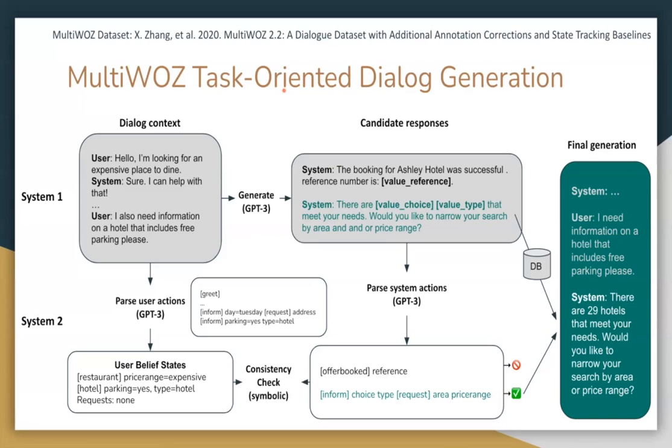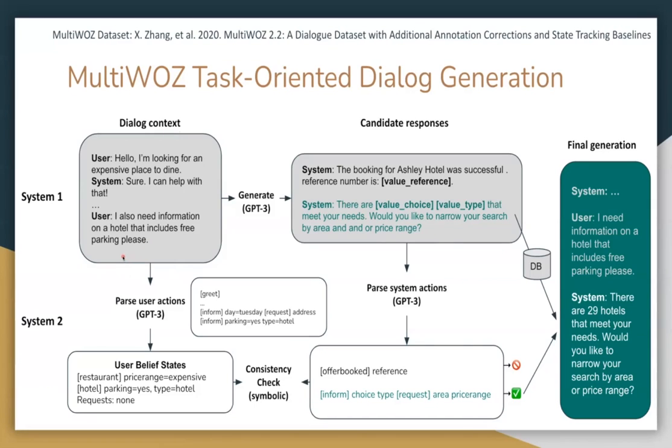And here, the user asks for a hotel with free parking. The first generation is rejected because it should probably ask for more information to narrow down the search instead of booking a random hotel prematurely. So the second one makes more sense.